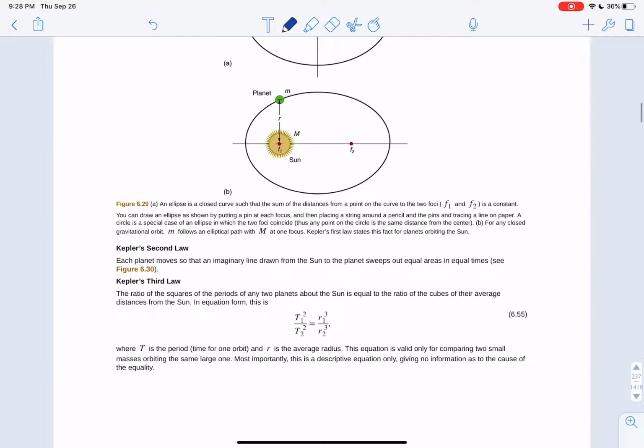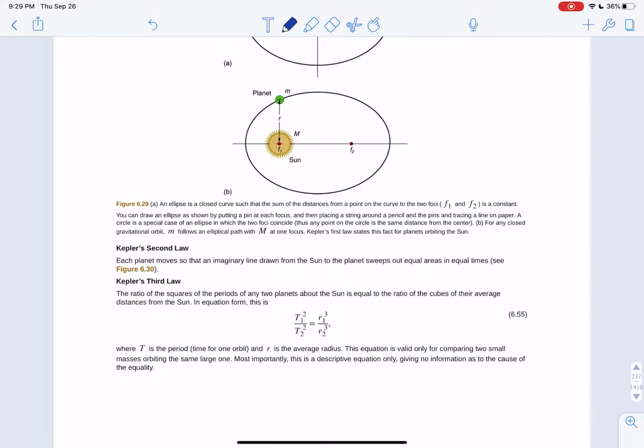The second law says that when the planet is in this part of the orbit, it goes faster than out here. It sweeps out equal areas. This area here equals this area here, and it does that in the same amount of time. So the time it takes to go from here to here is the same amount of time it takes to go from here to here. When it's further away, the longer leg means it has to travel less this way to cover the same amount of area as this does. Okay, so that's the second law.